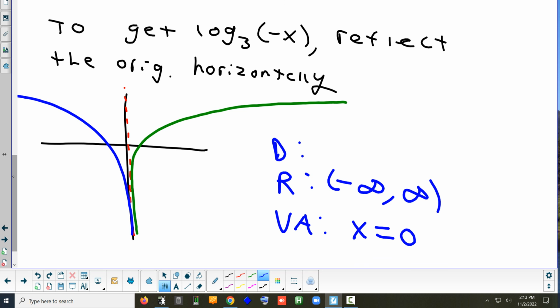My domain is not the same. It's the opposite of what it was. What's the domain of the graph in blue? So start with your low value, then your high value. So negative infinity to 0. Yeah. Low, high. Not including 0 because that's your asymptote.